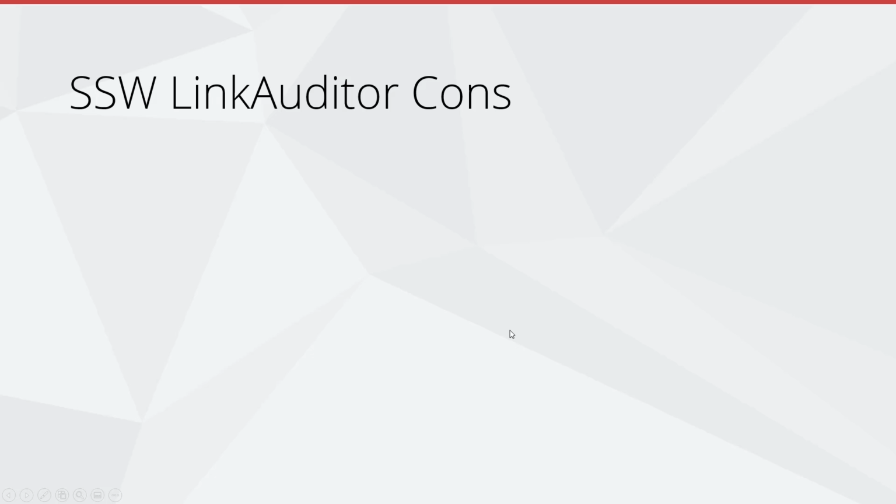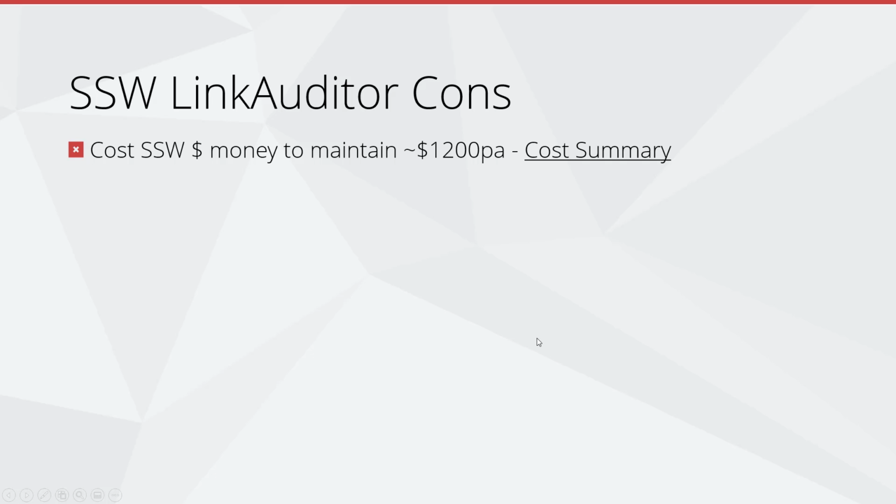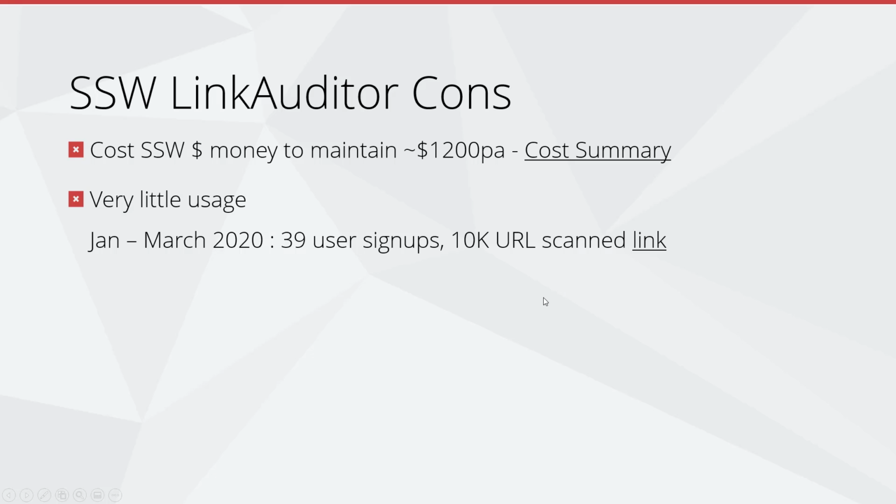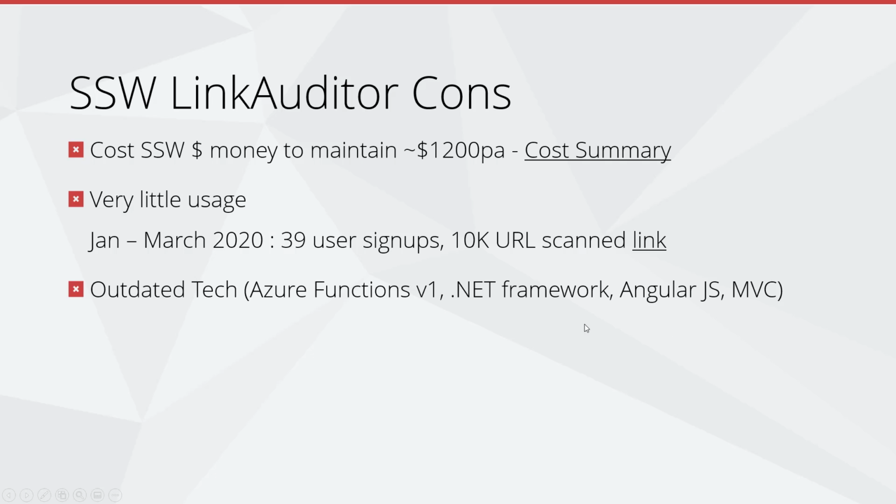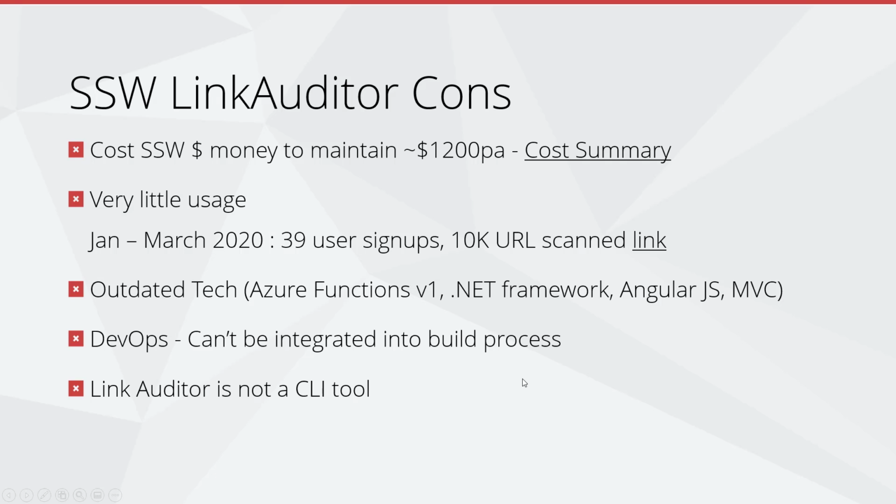So the issue with the existing link auditor: it costs us money to maintain, roughly about $1,200 a year. It has very little usage. This year, 2020, we had 39 people sign up and about 10,000 URLs scanned. It used outdated technology: Azure Function V1, .NET Framework, AngularJS, and MVC. It can't be integrated into any build process because it is not a CLI tool. And we have a lot of competitors.